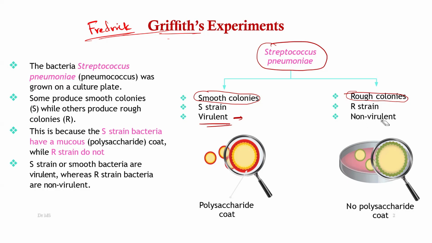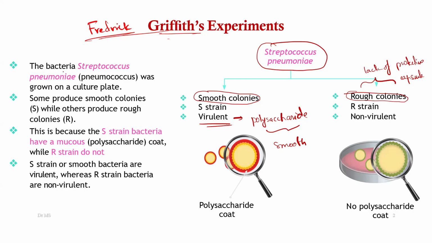That means it's not very dangerous because it is lacking the protective capsule, whereas here the protective capsule is present. That capsule is made up of polysaccharides, and because of that capsule, it gives a very smooth texture. Whereas here there is a lack of this polysaccharide capsule, a lack of the protective capsule. Remember this. So because of this, it is the rough strain.